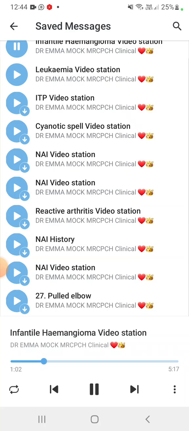So the differential diagnosis I am telling of infantile hemangioma: first of all, you can say Sturge-Weber syndrome, then PHACES, then Klippel-Trenaunay syndrome, then Kasabach-Merritt syndrome, capillary hemangioma, cavernous hemangioma, and birthmarks it can be.